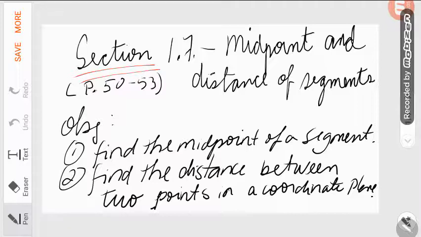In this occasion, we are going to be having a series of videos related to section 1.7, midpoint and distance of segments. In your textbook, that would be in between pages 50 and 53. The main objective for this video is for us to find the midpoint of segments. That would be in a number line and also in a coordinate plane.